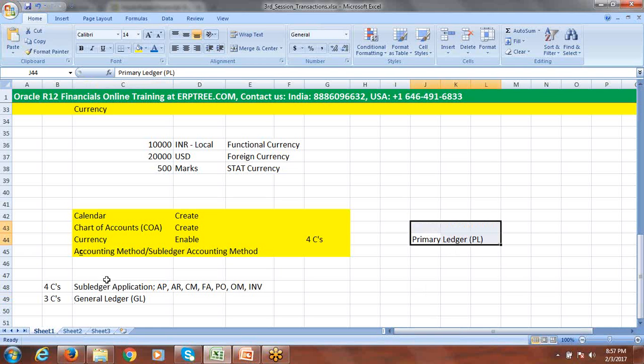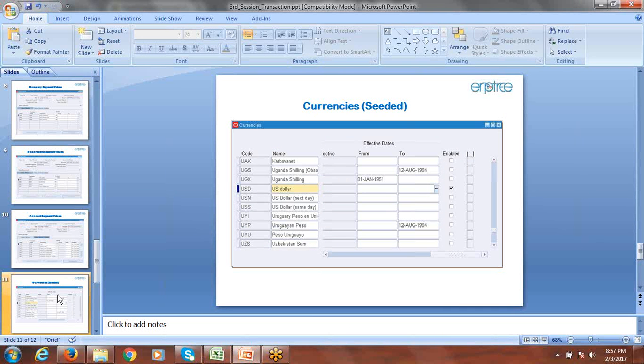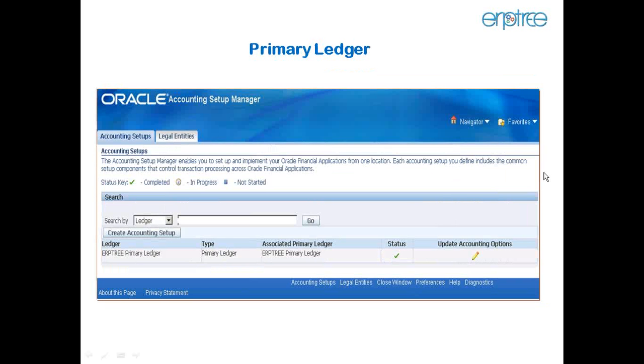Primary ledger within the general ledger application. Anyway, in the class we'll see that. For that I've just given one slide showing how the form looks, where we create the primary ledger. This is the place, because I just mentioned here the primary ledger which is already created. I just gave it the name ERP3 primary ledger.